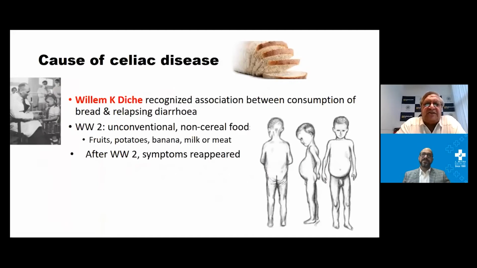And the association of celiac disease with bread was established during the Second World War when Willem Dicke recognized association between consumption of bread and relapsing diarrhea. During the Second World War, since bread was not available, people shifted to non-conventional, non-cereal food like fruits, potatoes, bananas, milk or meat, and celiac disease disappeared. After the Second World War, once bread was available and started being consumed, the symptoms reappeared.